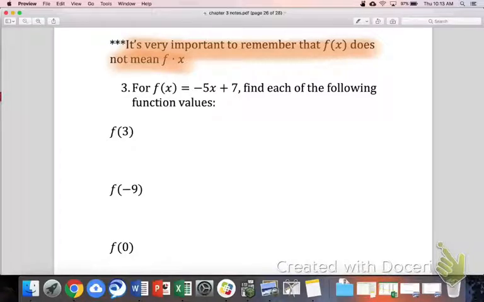So number 3 says, guys, we just bought a brand new function machine. It makes different beepy beeps. We had that other function machine before, but it's outdated now. We came up with a brand new function machine that we just bought. This new function machine is called f of x equals negative 5x plus 7.